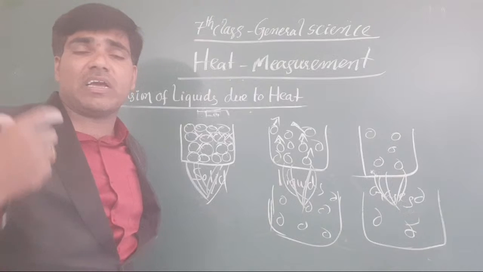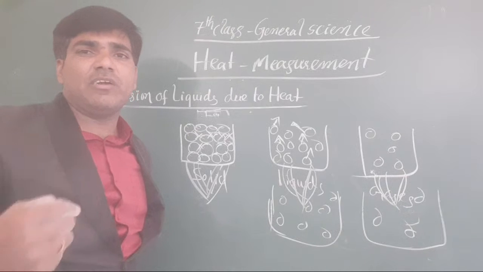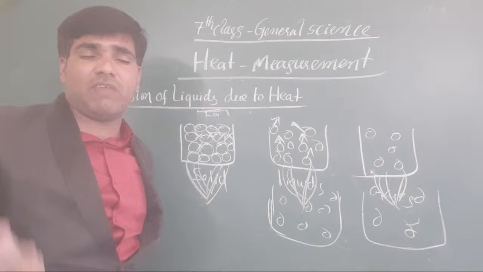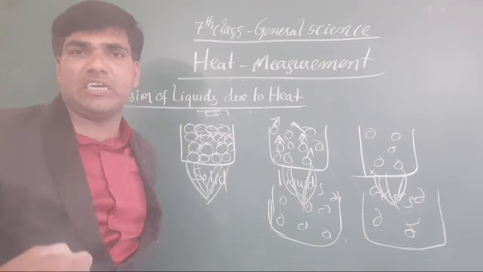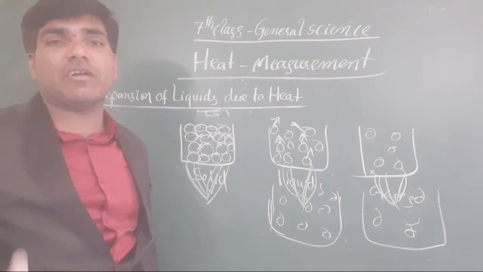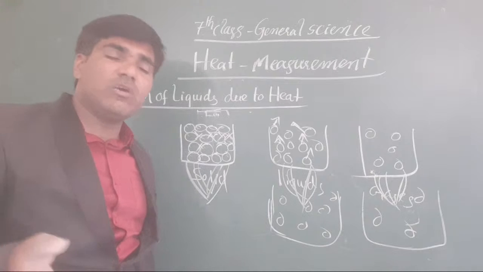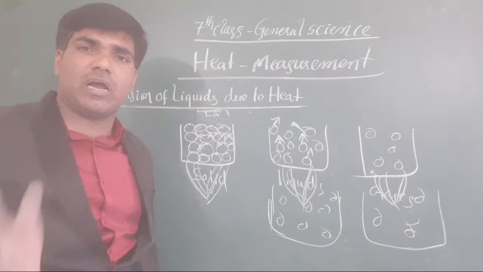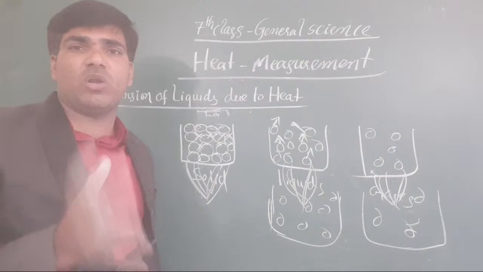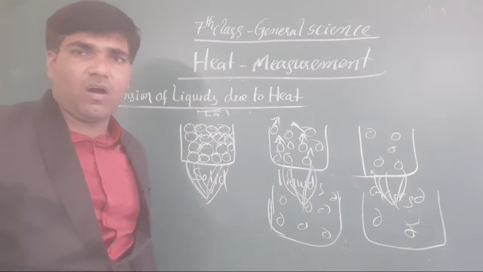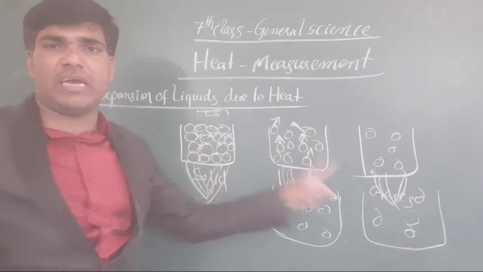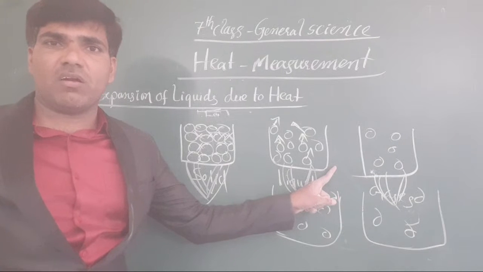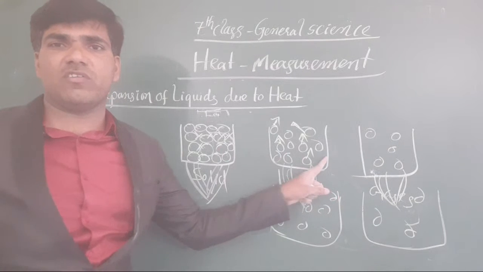Clear or not, all of you? And why? Because they have high sensitivity to respond to heat. They work as good conductors of heat. And the properties that make us use mercury and alcohol in a thermometer, that is what we have to discuss. All the students, I hope you understood these diagrams. Okay, clear or not, all the students? I hope you understood this.